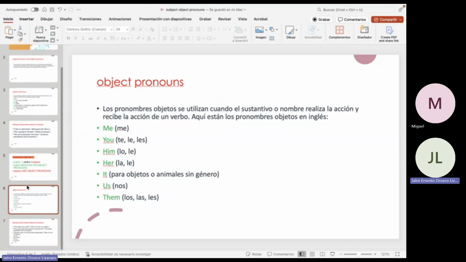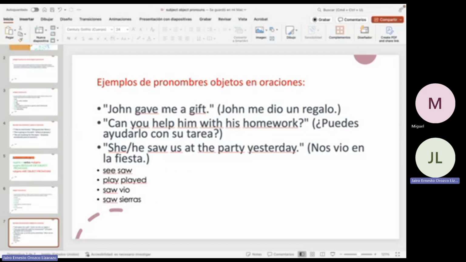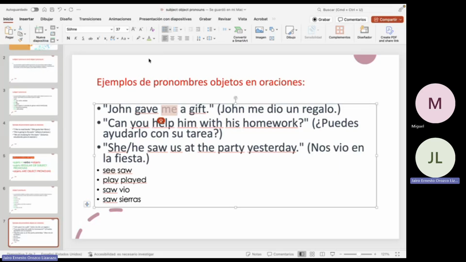We'll see more examples right here. So John gave me a gift. Object pronoun, me. This me is the same as this me in Spanish, right? Object pronouns are the same in Spanish. So John gave me a gift. John me dio un regalo. Gave me, me dio. Okay.